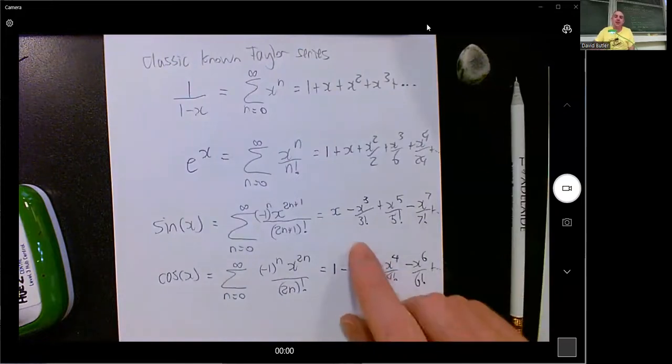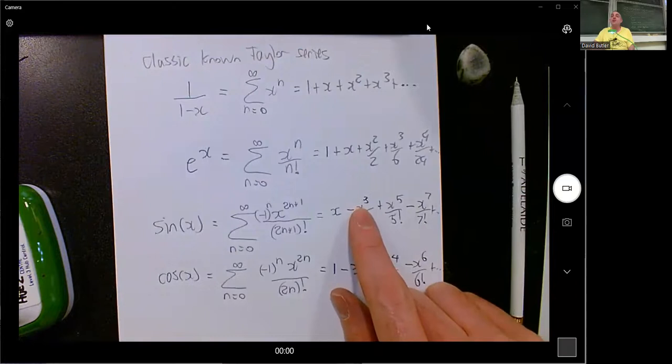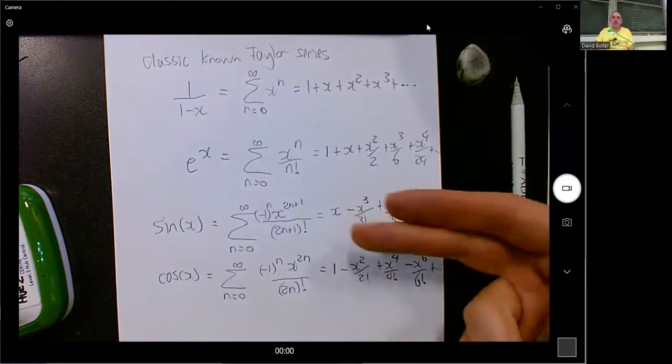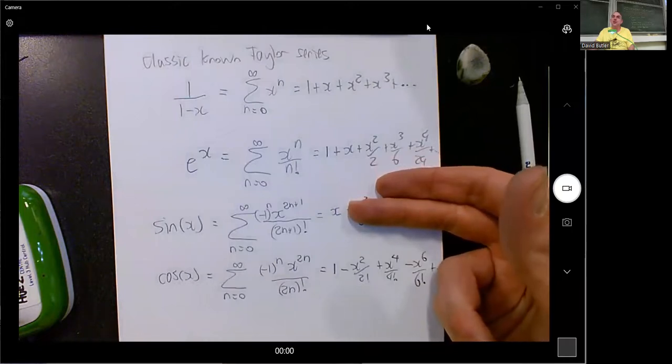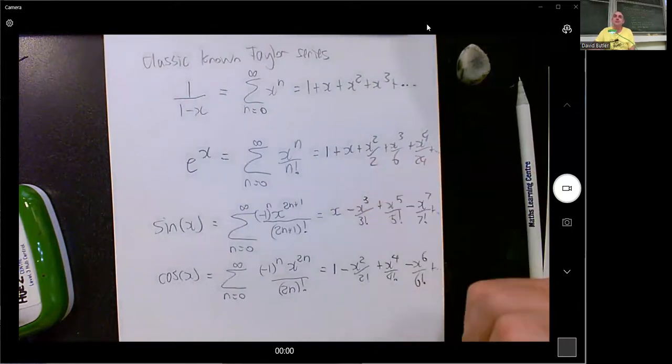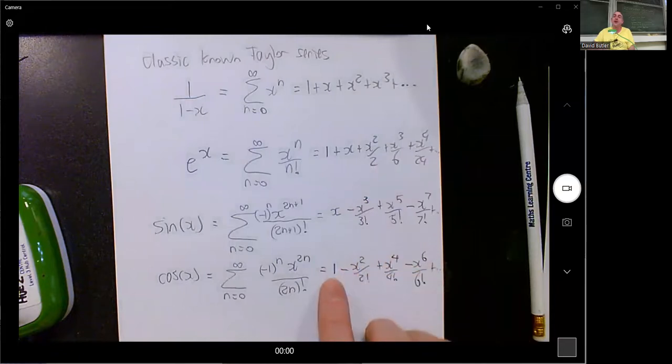And look, when x is really small, x cubed is even smaller. And so when x is really small, sine x is approximately equal to x. That's how I know it starts with x. And when x is 0, cos x is 1. And so that's how I know it starts with a +1.